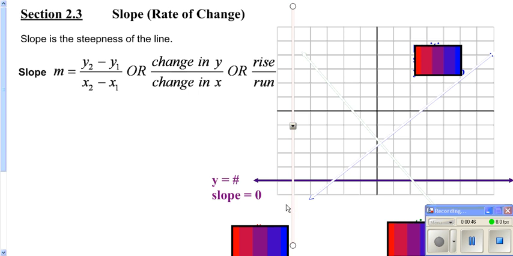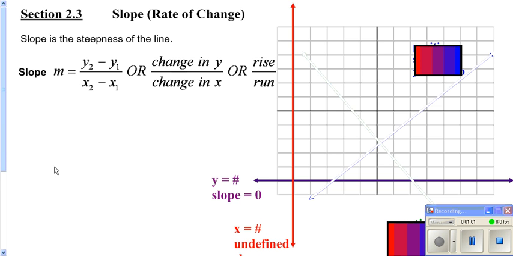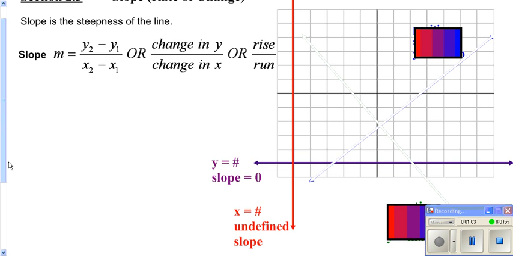Also, if you have a vertical line, it is always in the form of x equaling a number, because it's always x equaling the same thing no matter what your y is. And in this case, your slope is undefined. The reason your slope is undefined is because your x's, no matter what 2 points you choose, are both the same. And when you subtract two things that are the same, your change in x, what you get for your run, is 0. And you can never divide by 0.